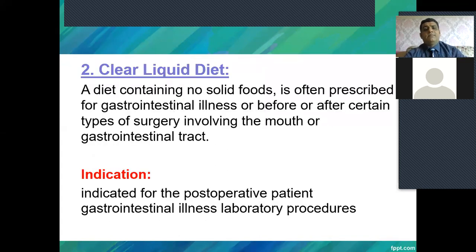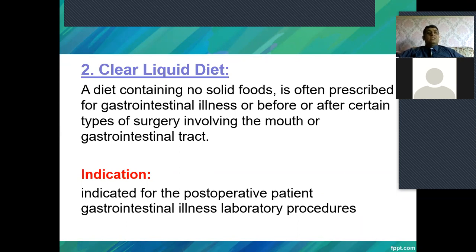So the next one is the clear liquid diet. A clear liquid diet contains no solid food. It is often prescribed for gastrointestinal illness, or before or after certain types of surgery involving the mouth or gastrointestinal tract. So sometimes in mouth surgery, sometimes gastrointestinal tract infection, sometimes the patient is having diarrhea, loose motion, then we ask the patient to take a liquid diet. Don't take a hard diet, then it is very difficult for the patient to digest. And sometimes when gastrointestinal tract surgery is done, then also a liquid diet is recommended.